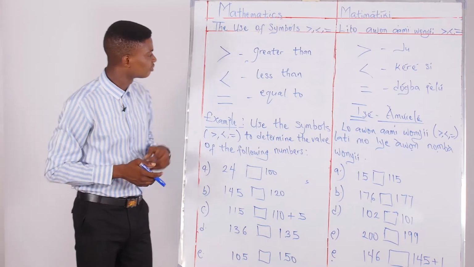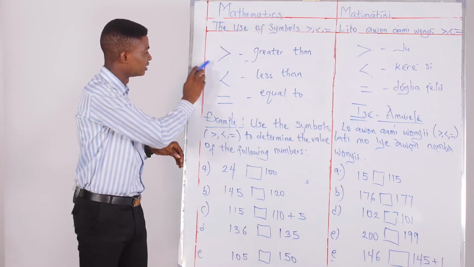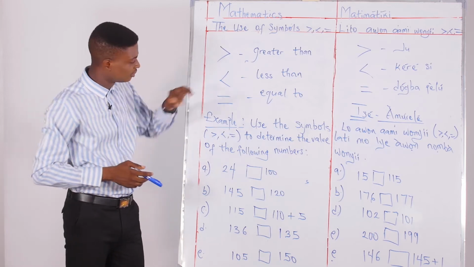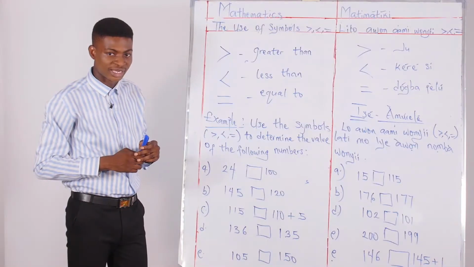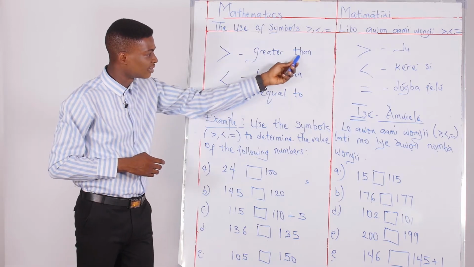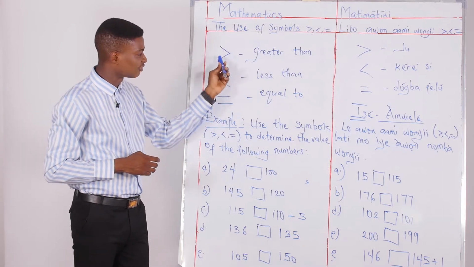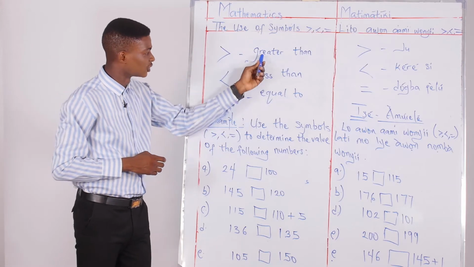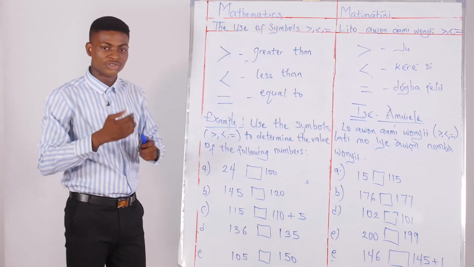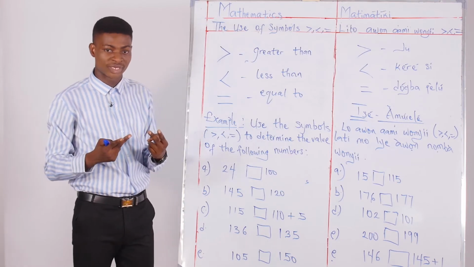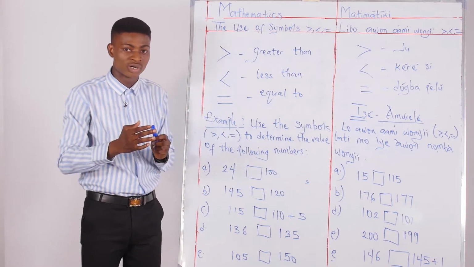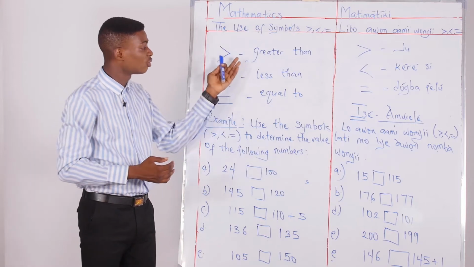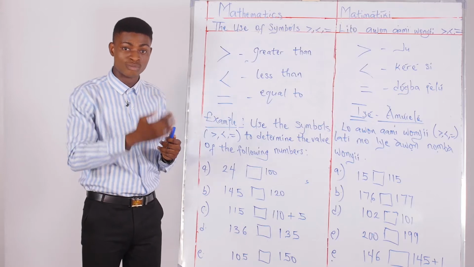Now let's start. The first symbol looks like this. This is the first symbol, and it means greater than. Can you repeat that after me? Greater than. So this first symbol simply means greater than. Now use greater than when you have two things to compare, and use this word if one is more than the other. So if you don't want to say greater than, you can say more than.